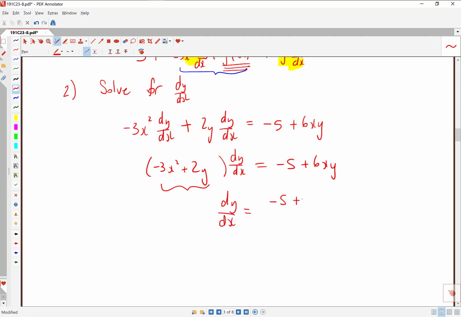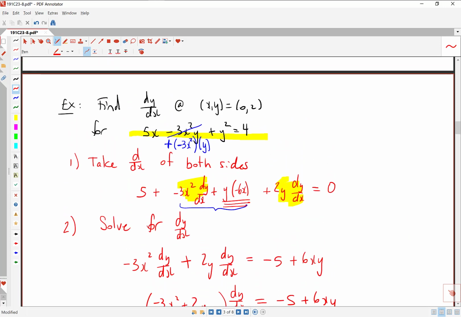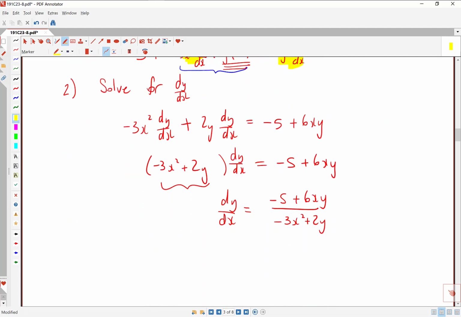So it's minus 5 plus 6xy over negative 3x squared plus 2y. Now in this problem, we were actually asked to evaluate at a certain point. We can scroll back and just see that question there. We're asked to find the derivative at the point where x is 0 and y is 2. So let's sub in, we'll actually have a numerical answer here.